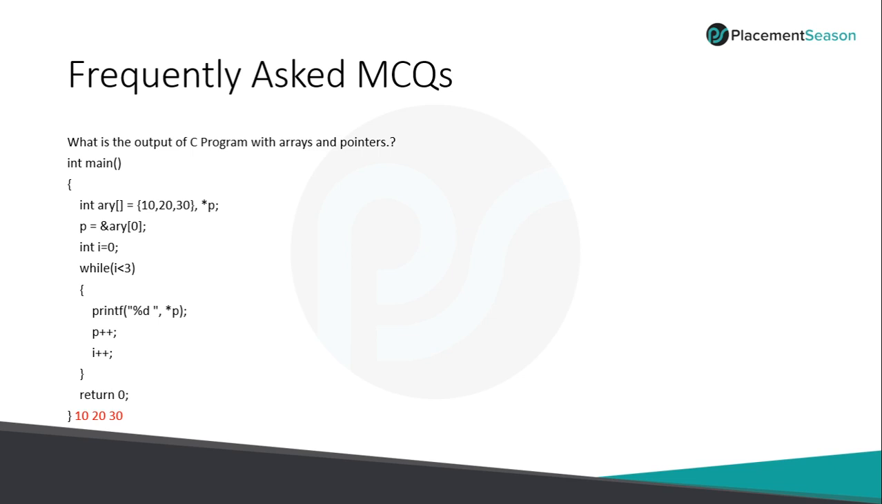Okay, good. Many of you have answered correctly. We are incrementing the pointer. So this p++ means we are going to the next address location, that is, we are pointing to the second element in the array. So we are printing the second element in the array. Good.